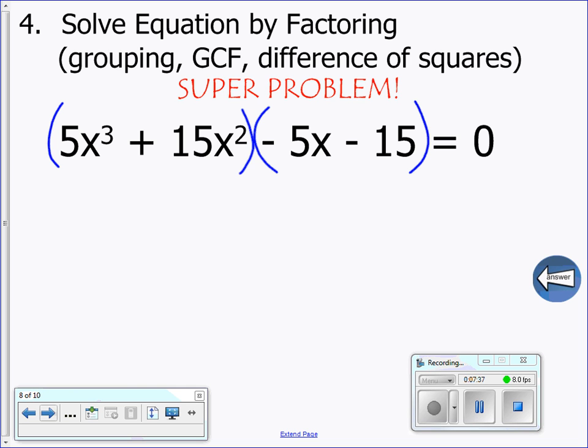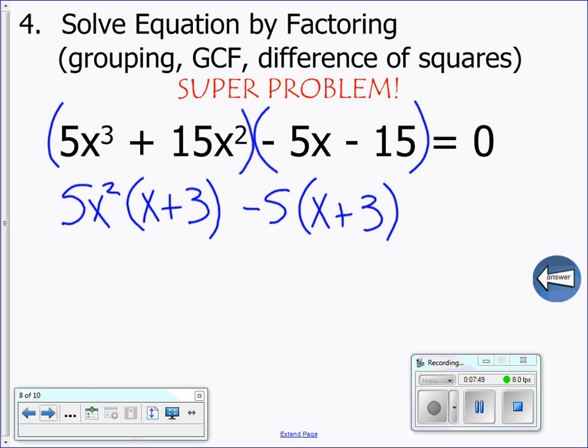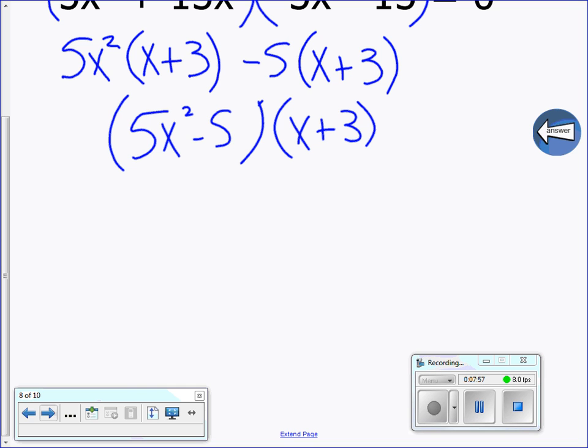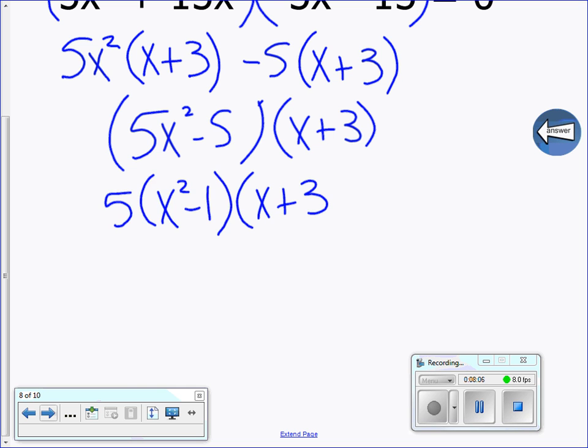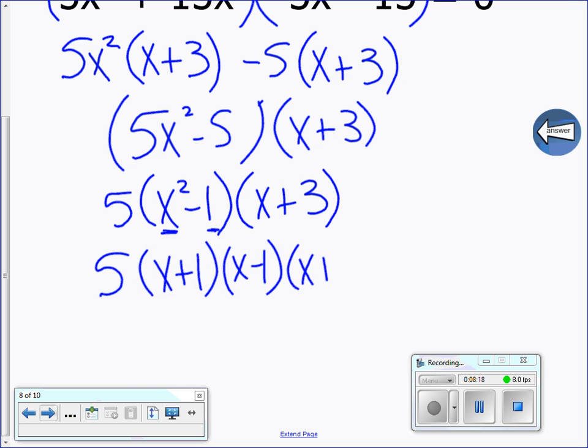So if I group it like that, my GCF over here is 5x squared, and that would leave me x plus 3. In this one, my GCF is going to be negative 5, which leaves me x plus 3. So 5x squared minus 5 times (x plus 3). X plus 3 is done, but I see here I have 5 as a GCF, so (x squared minus 1) times (x plus 3). And now I see this is a perfect square, this is a perfect square, with a subtraction in between. So 5(x plus 1)(x minus 1)(x plus 3).